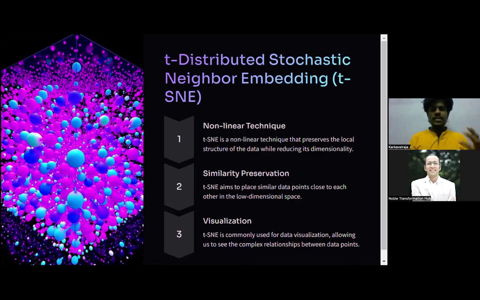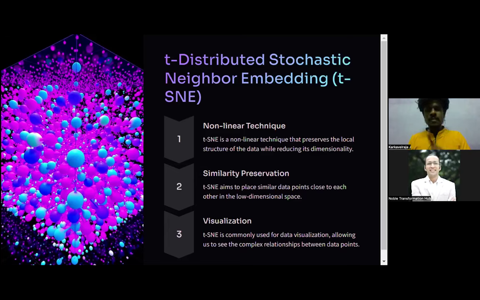The first thing we have today is one of the dimensionality reduction techniques, t-SNE, the t-distributed stochastic neighbor embedding. Here it forms clusters based on the t values. It is a non-linear technique that preserves the local structure of the data while reducing its dimension. It does not assume the data is in a linear form; it does the dimensionality reduction in a non-linear format itself. That is a major advantage of this method.